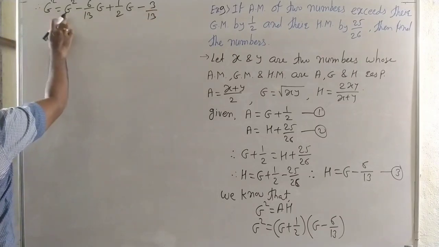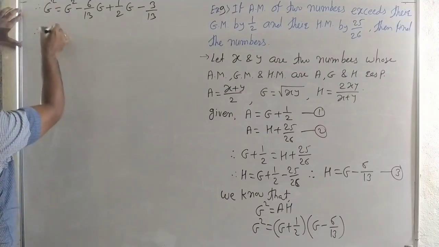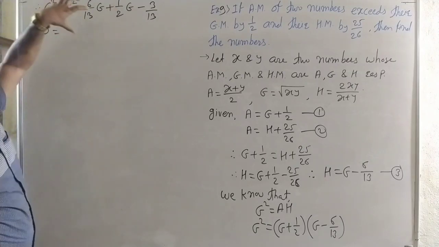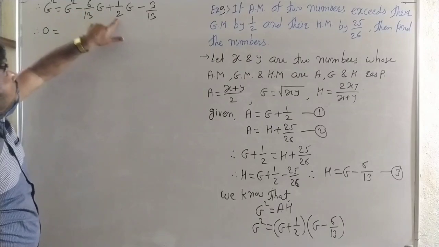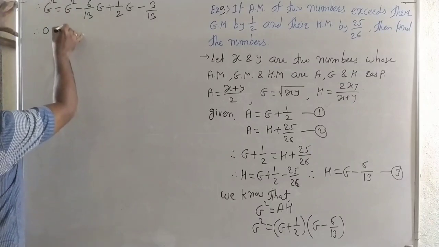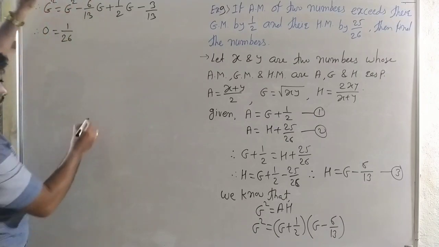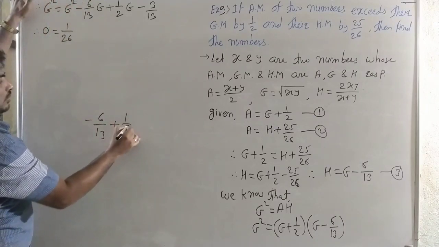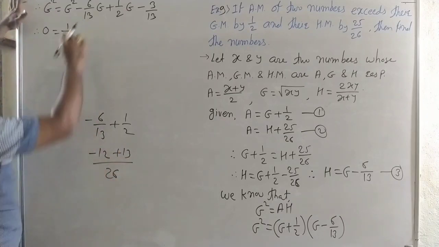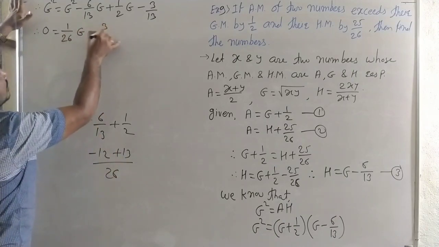Then this G square gets cancelled, G square gets cancelled, we get 0 is equal to minus 6 by 13, and it is plus 1 by 2. Again take the calculation, minus 6 by 13, therefore 2 into minus 6, it is minus 12 plus 13, that means plus 1 upon 26. See carefully, it is the addition of minus 6 by 13 and plus 1 by 2. Here it is minus 12 plus 13 upon 26. Therefore, it is plus 1 by 26 G and minus 3 by 13.